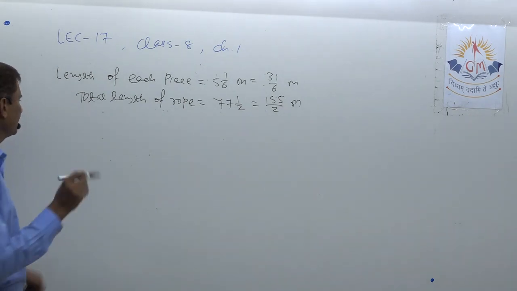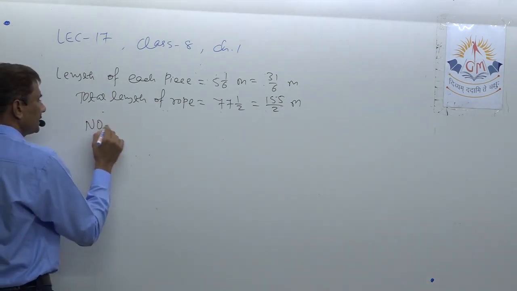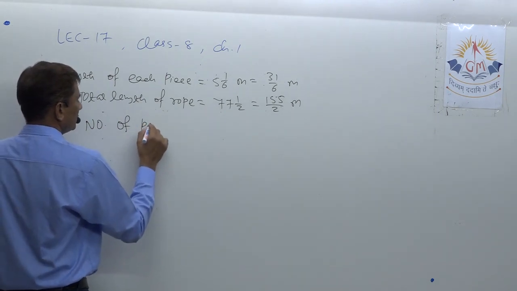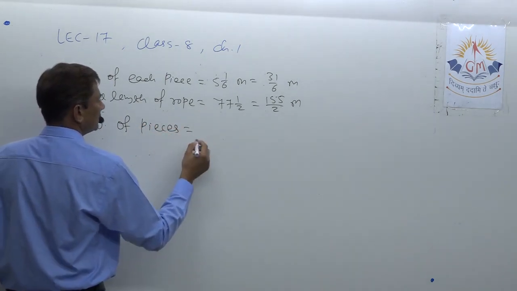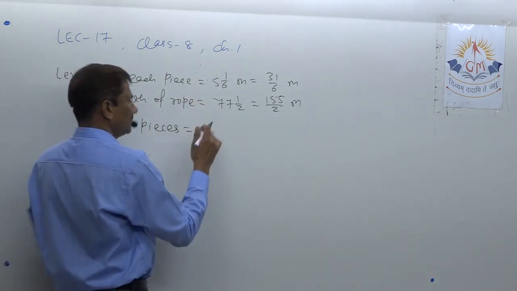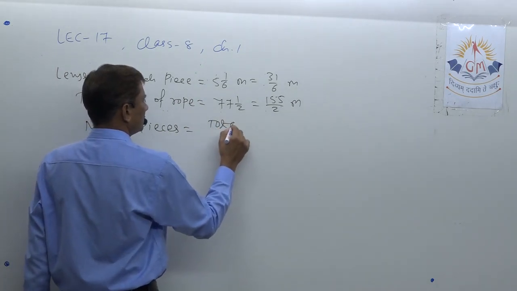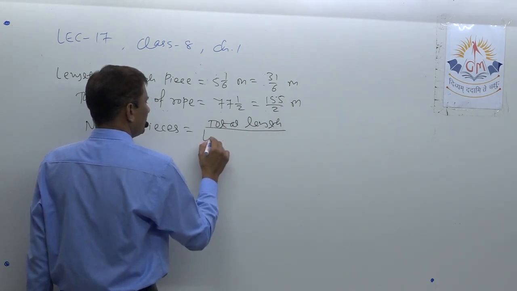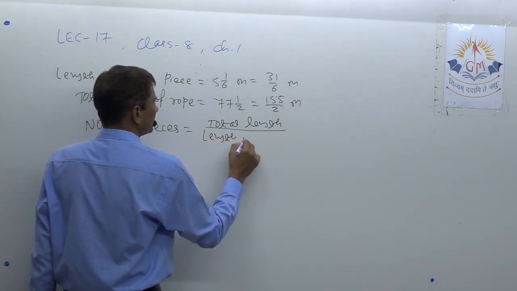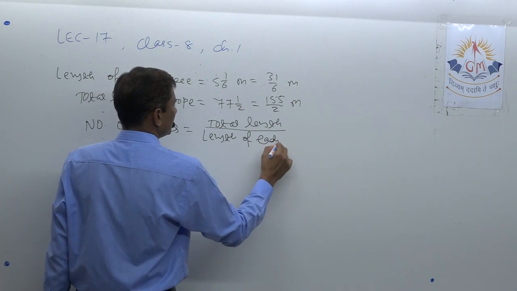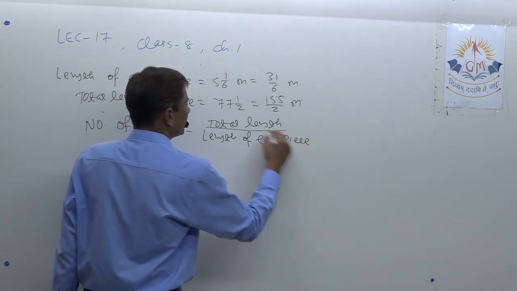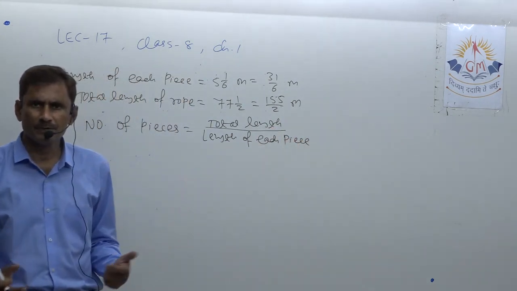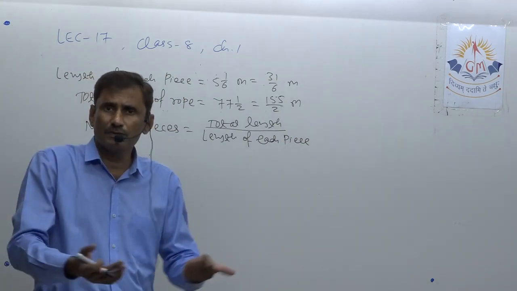Now you can say number of pieces equal to total length upon length of each piece. Where from it came? It is very simple. By using common sense only, you can know it.